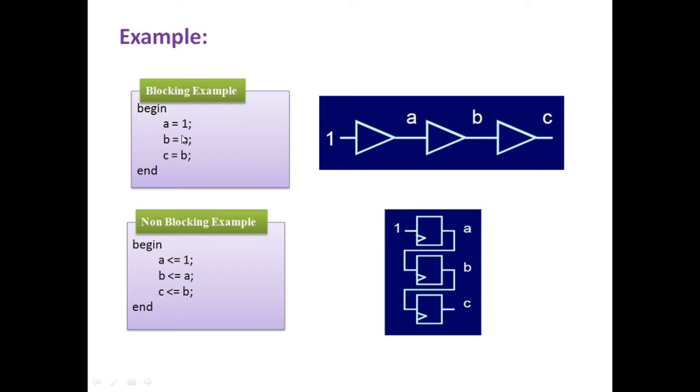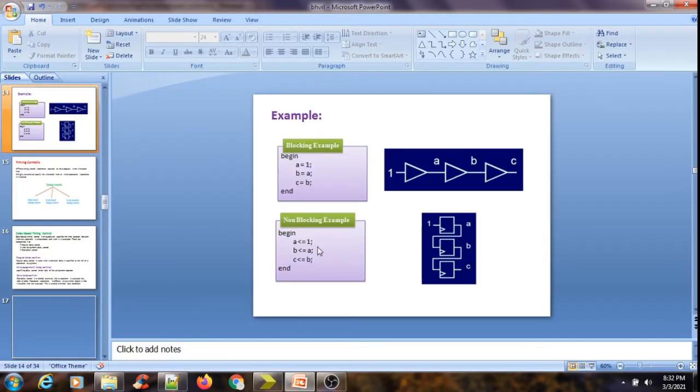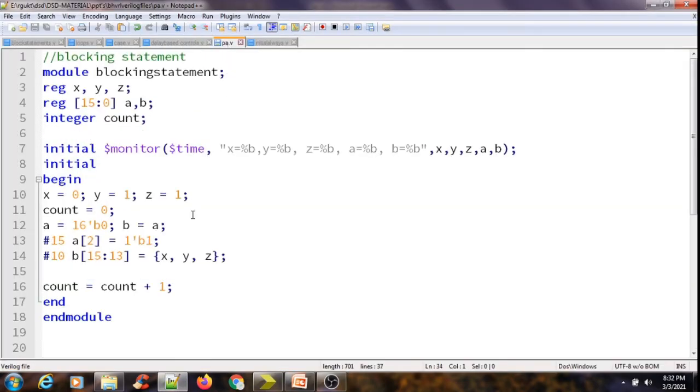So A equal to 1. After A is receiving the value of 1, B will be receiving, and next C will be receiving its value. But in the non-blocking assignment statements, all will start executing at time 0, but parallelly they will be executed. Like at time 0 A equal to 1, but for B and C, I cannot tell what the values of B and C are. So let me demonstrate this non-blocking and blocking assignment with some programming code, so that you will have a clear idea on that.